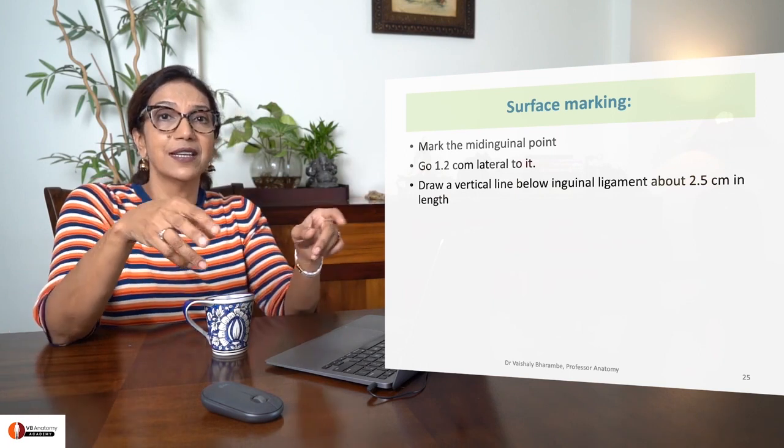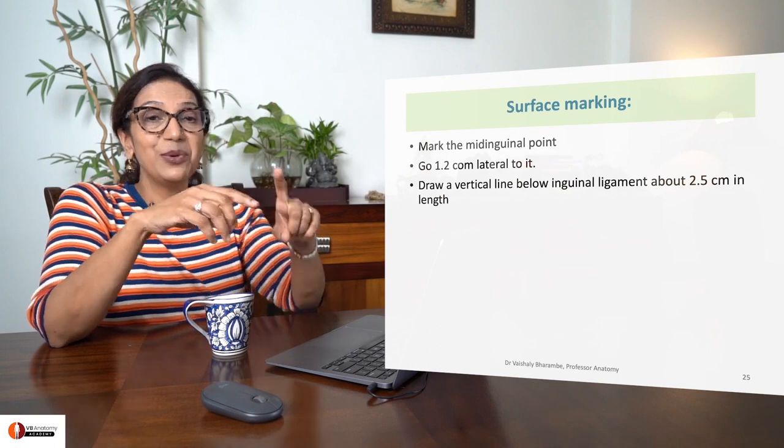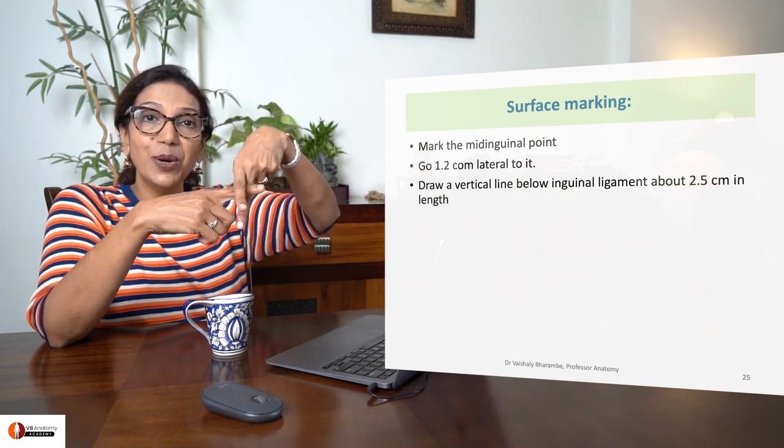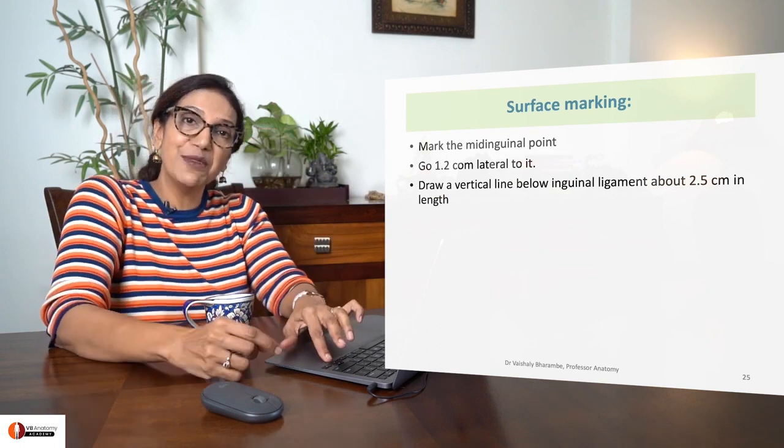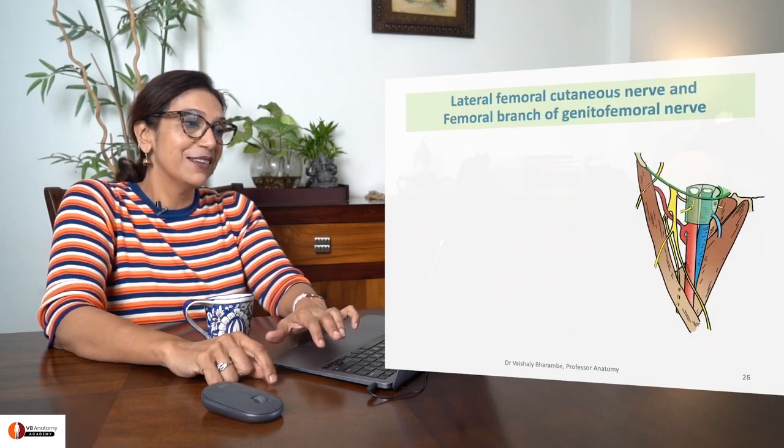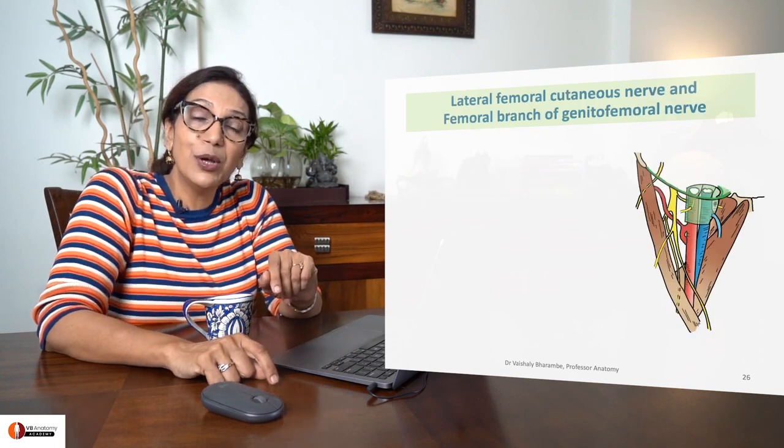After that, it divides into what? Yes, into anterior and posterior divisions. By what? Lateral and medial circumflex femoral arteries. Good. Fine. So what are the other nerves I may also see?